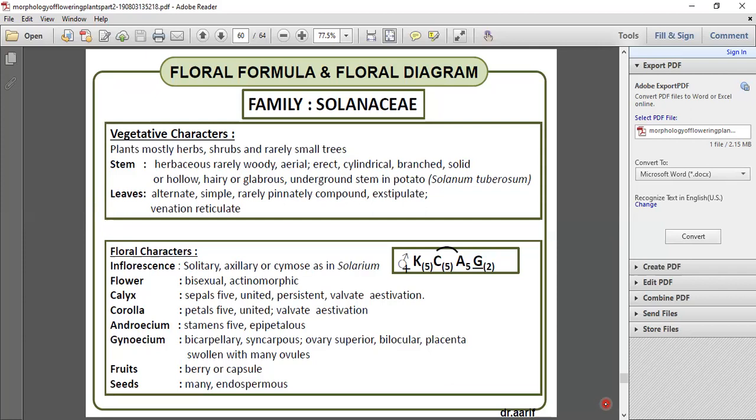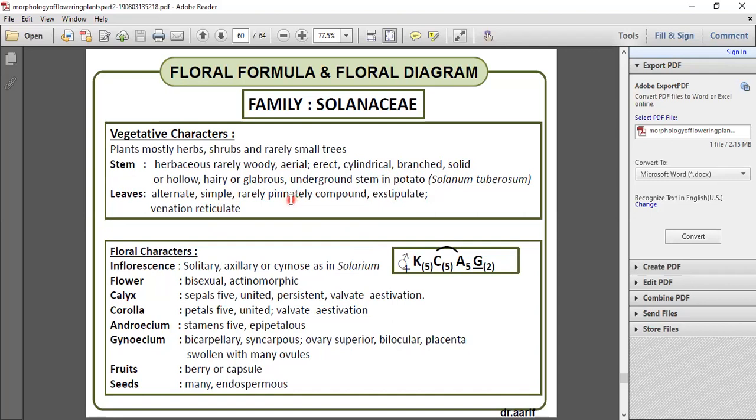And the best example of this is the Solanaceae family. So the stem, obviously, as Solanaceae has various types of plants, the stem is hollow and solid. Sometimes it can be underground also, like potato. So leaves are alternate, simple, and pinnately compound.